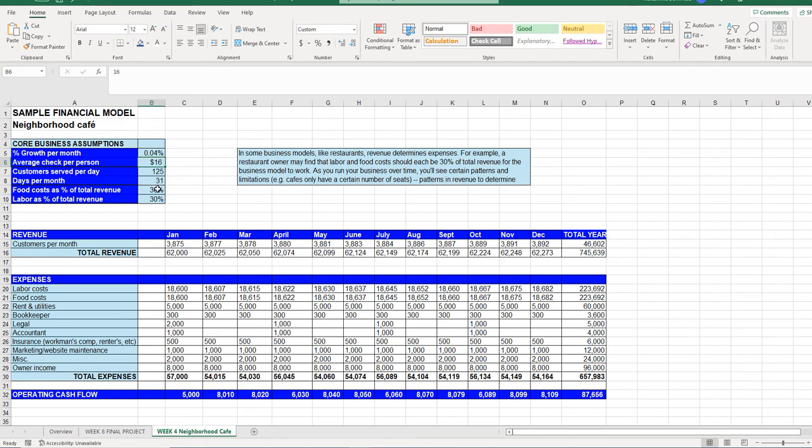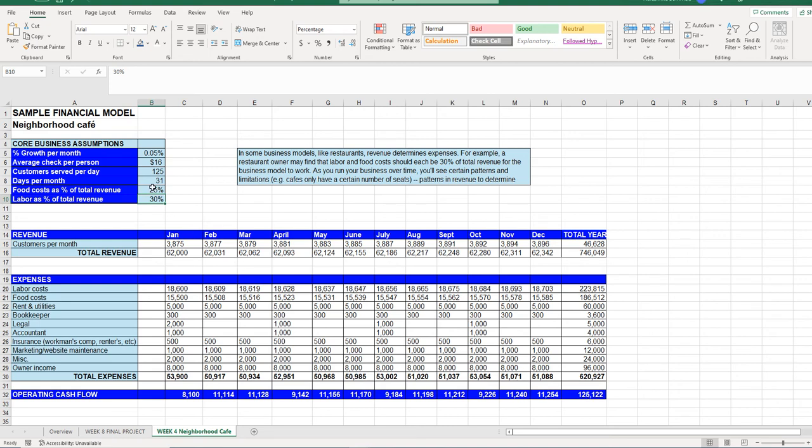Now let us check how these two patterns will change. Let us keep all other values constant at 0.05 and change food cost as percentage. Now let me make it 25%. So now we can see that when food cost as a percentage of total revenue is reduced, the total expenses decreased to the next level, and the total profit that could be generated by the organization is increased.